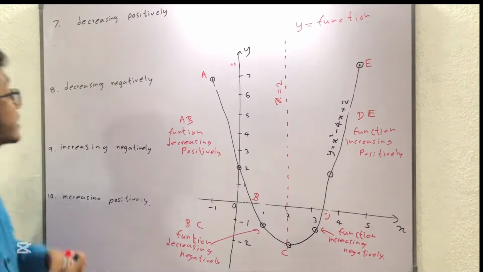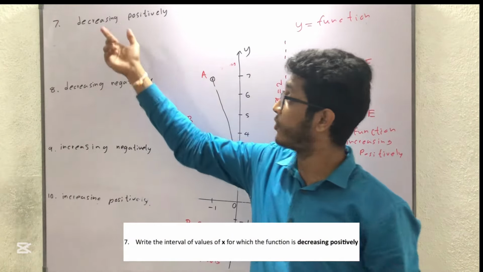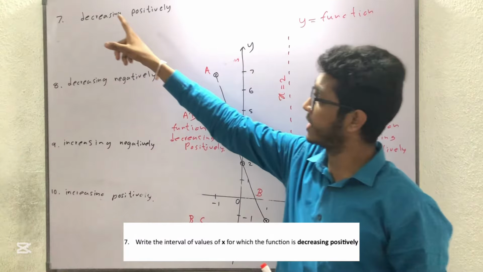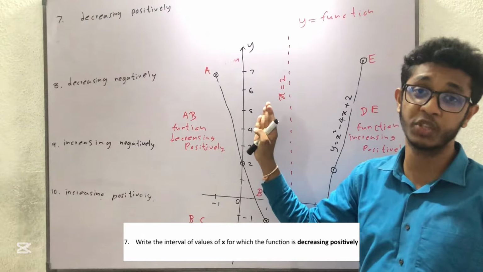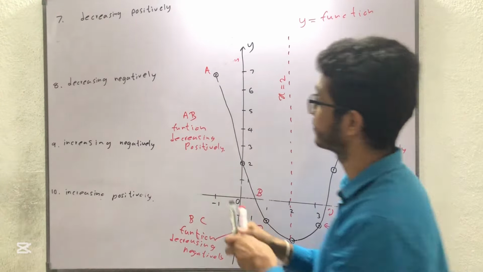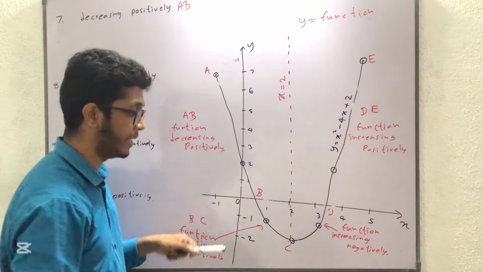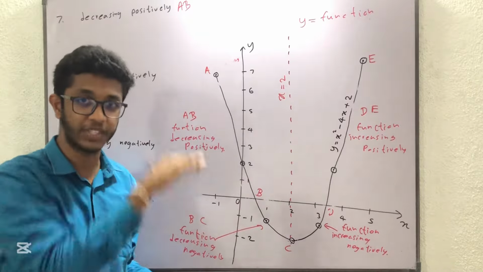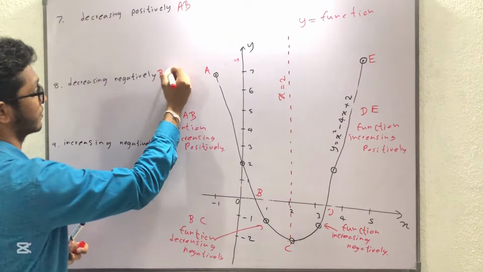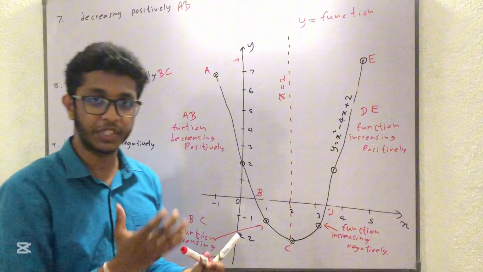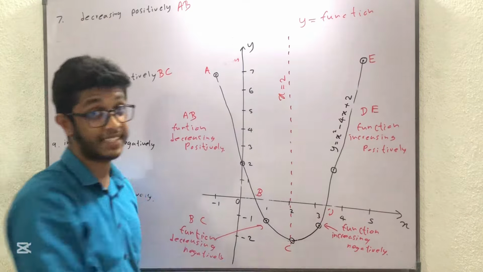So according to these questions, in question 7 they ask, write the interval of values of x for which the function is decreasing positively. Function decreasing positively means the AB part of the graph. Y value should decrease and all the y values should be positive. Decreasing negatively means y value should decrease and all of them should be negative. So that means the BC part of the graph. Increasing negatively: function should increase and all of them should be negative. So that means the CD part of the graph.